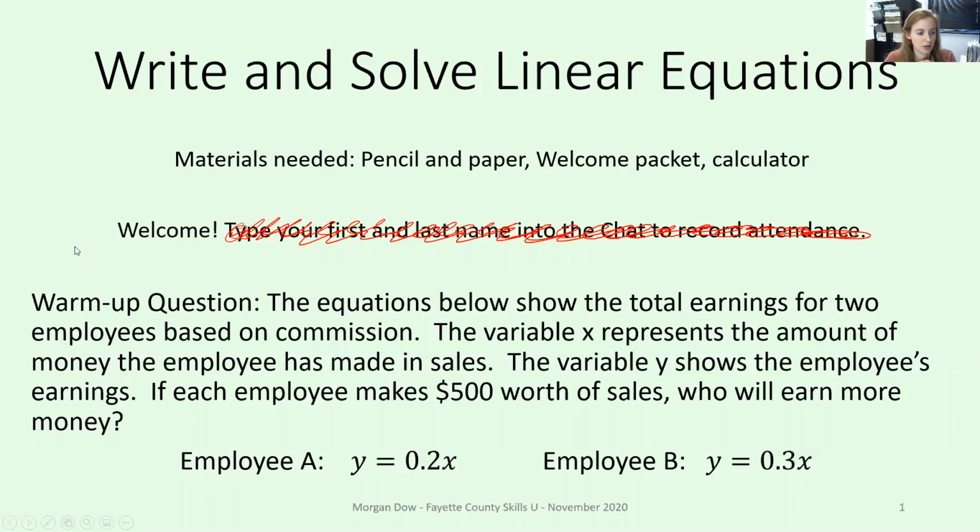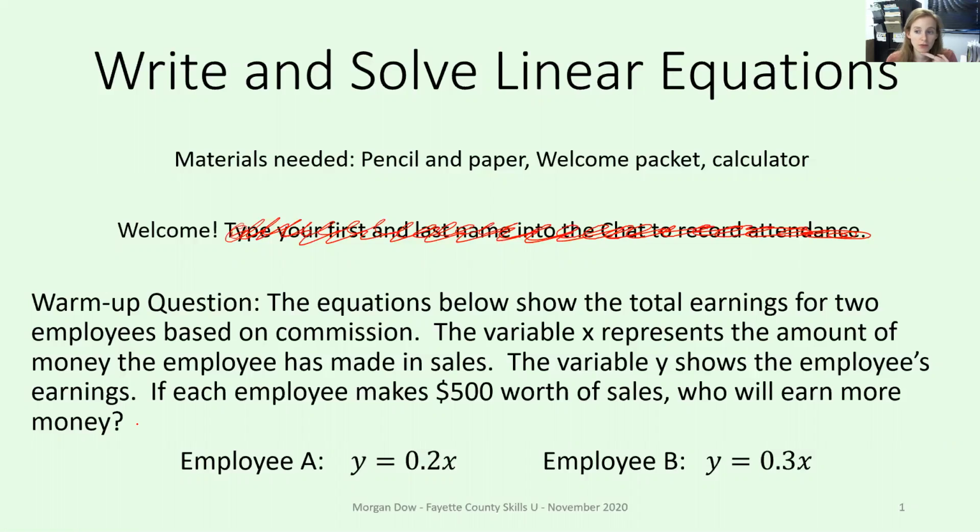All right, so this question says, the equations below show the total earnings for 2 employees based on commission. The variable X represents the amount of money the employee has made in sales. The variable Y shows the employee's earnings. If each employee makes $500 worth of sales, who will earn more money? So this is actually a problem taken straight from our lesson last week. So if you watch that lesson, this should look really familiar to you. This is one of the practice problems at the end of the lesson.